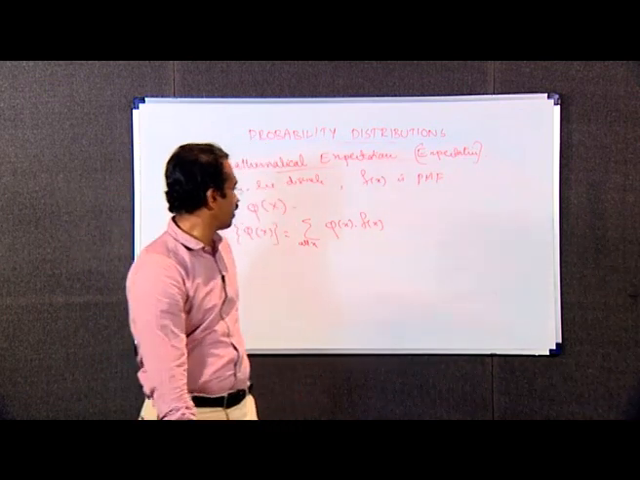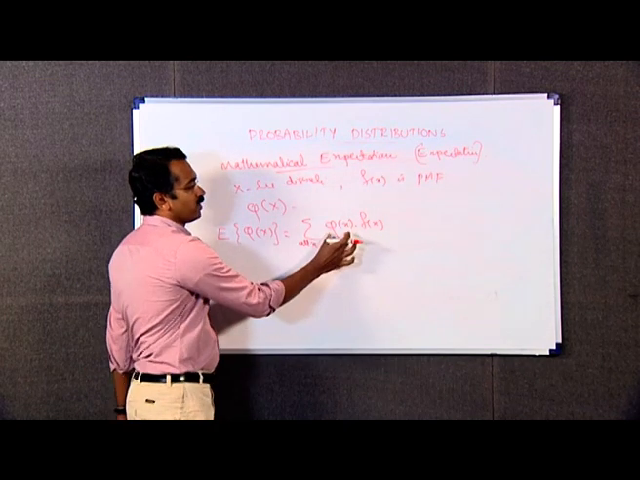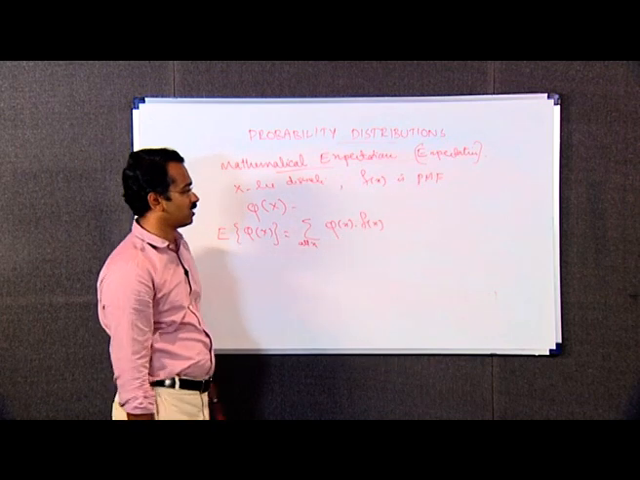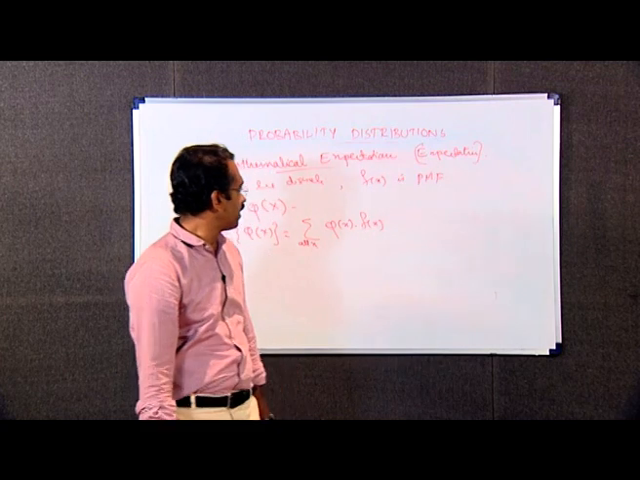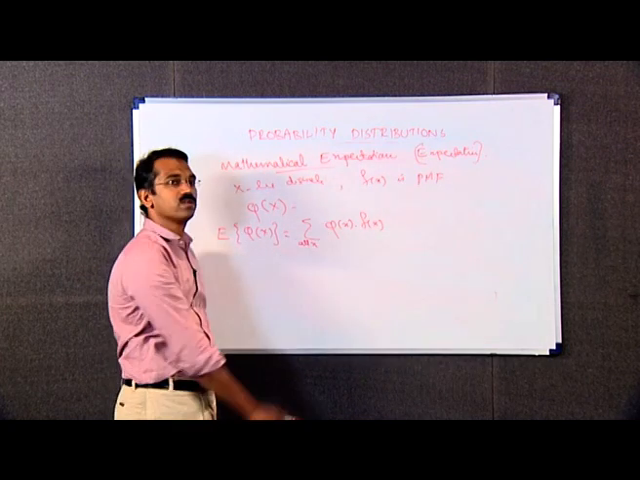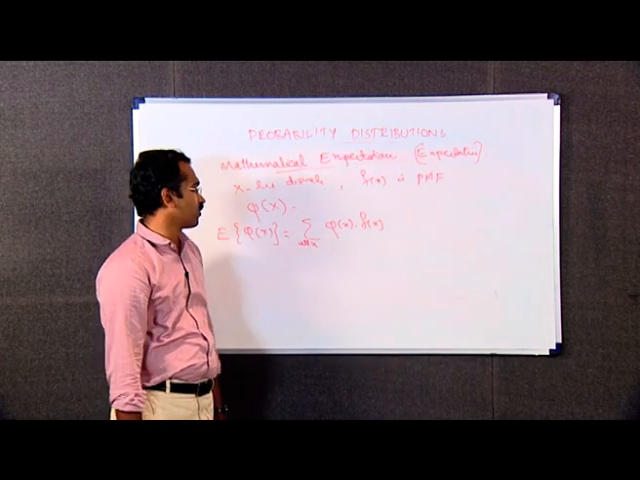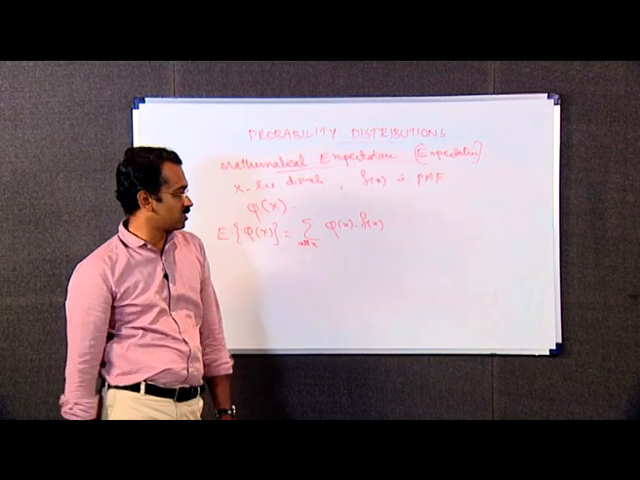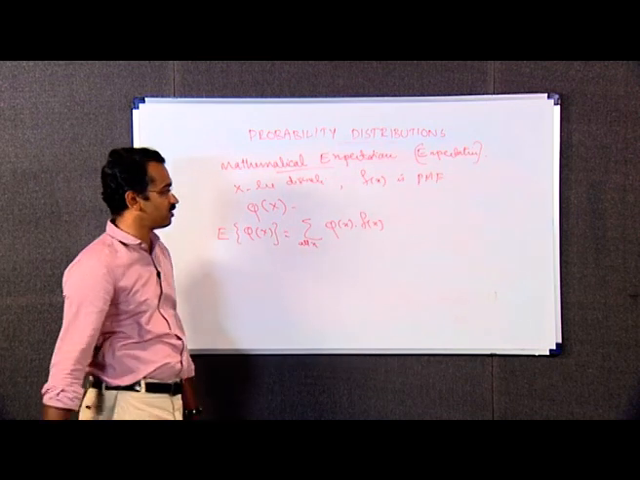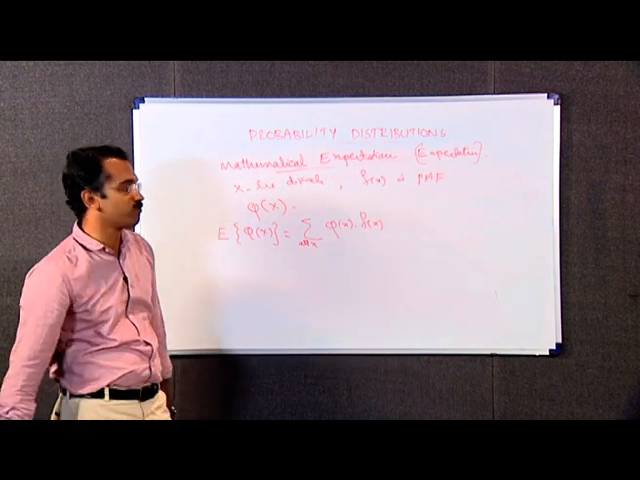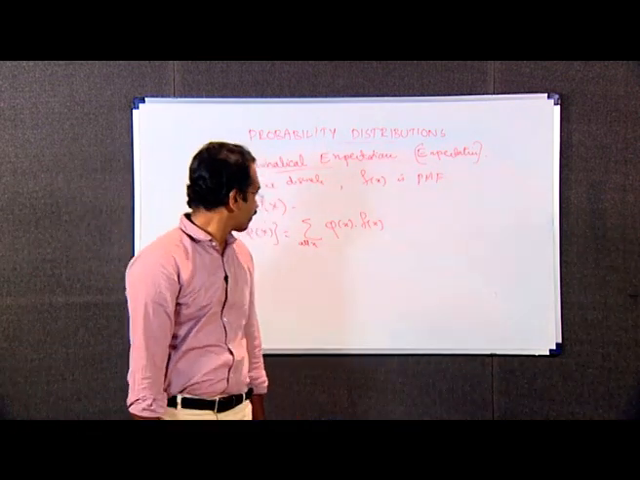That is, we multiply phi of x and f of x corresponding to the possible values of x, and then take the summation, which gives the expectation, provided this summation exists. This is the definition of expectation.